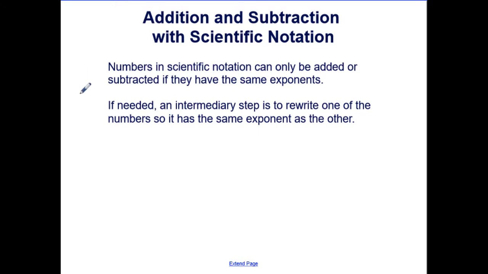Numbers in scientific notation can only be added or subtracted if they have the same exponents. If needed, an intermediary step is to rewrite one of the numbers so it has the same exponent as the other. Let's take a look at a couple of examples that model this.